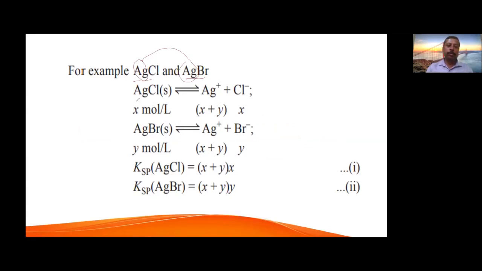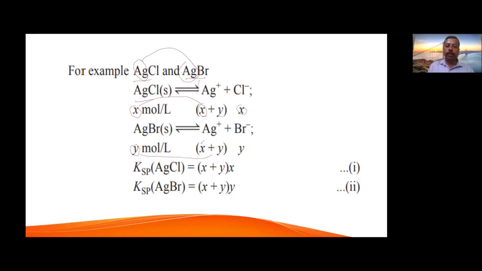Suppose the solubility of AgCl is X moles. Then the silver will be X and chloride will be X. But AgBr is dissolved as Y moles, so it will give Y moles of silver and Y moles of bromide. So both are together only.